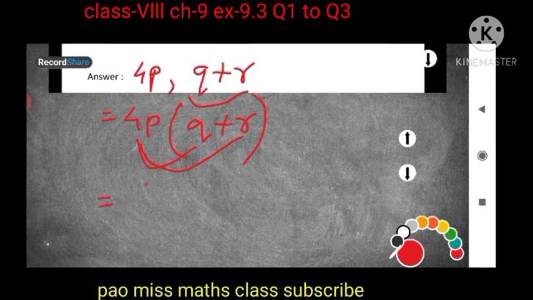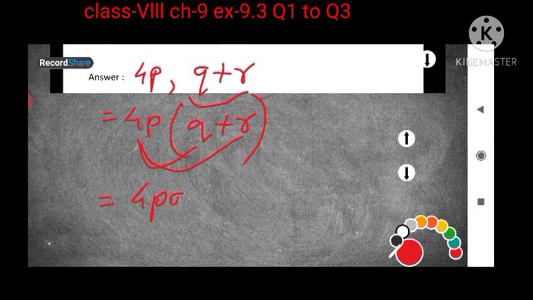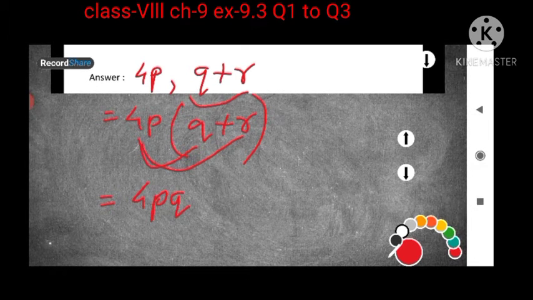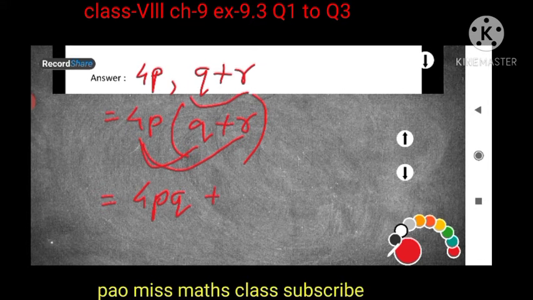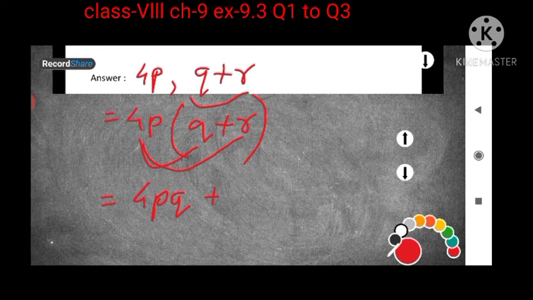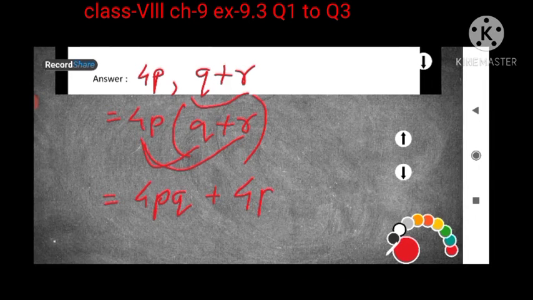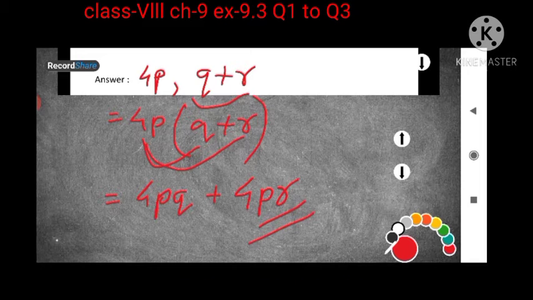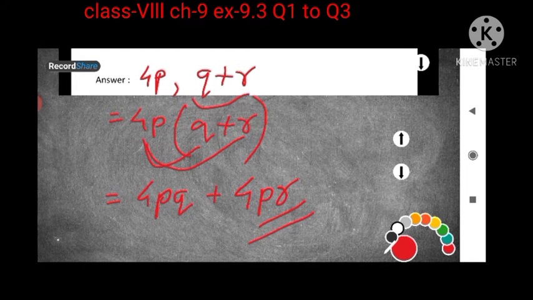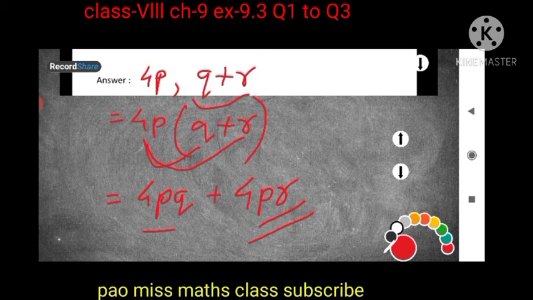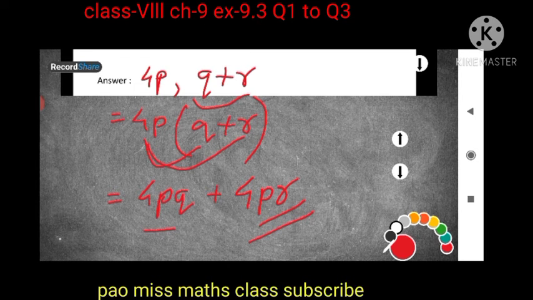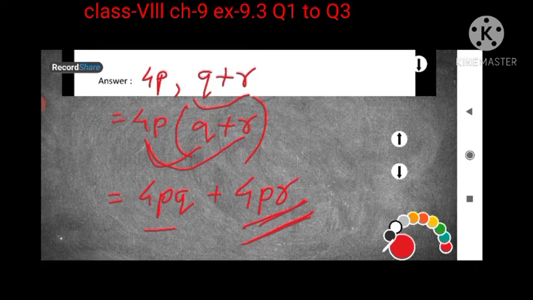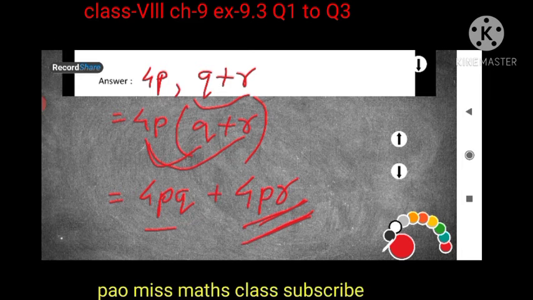So how will you multiply? 4p multiplied with q, that means it will become 4pq, isn't it? Plus, then again 4p will multiply with r, then it will become 4pr. Okay, now this is the answer of this question. These two terms are not like terms, isn't it? In one term there is p and q and in another term there is p and r, so they are not like terms. So the answer will be like this. So this is your answer for this question.